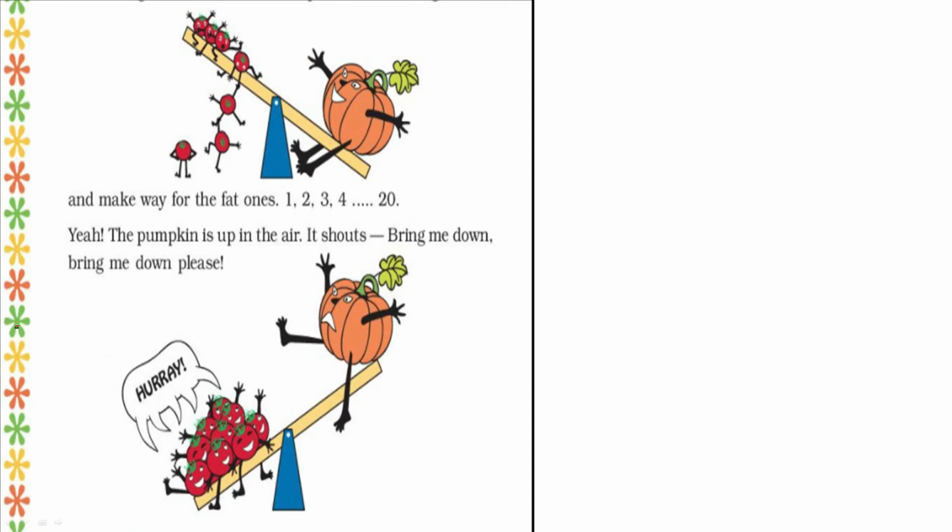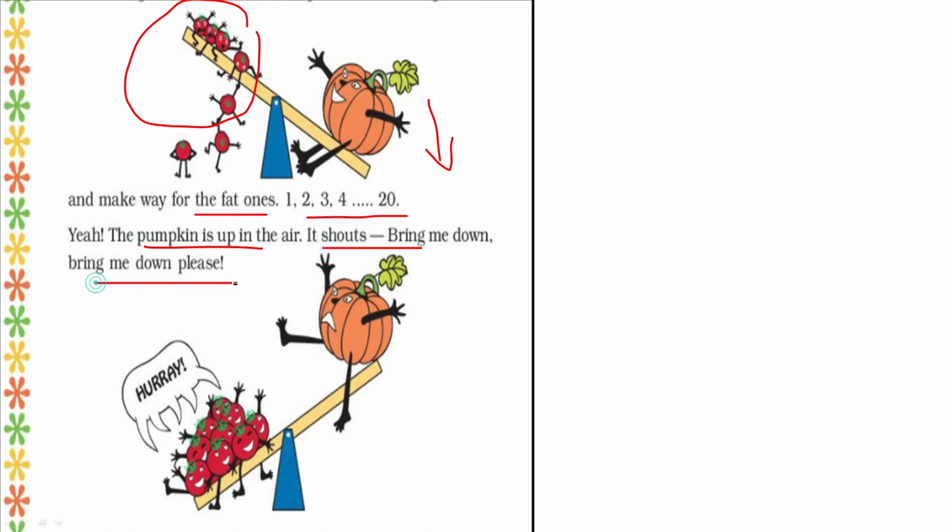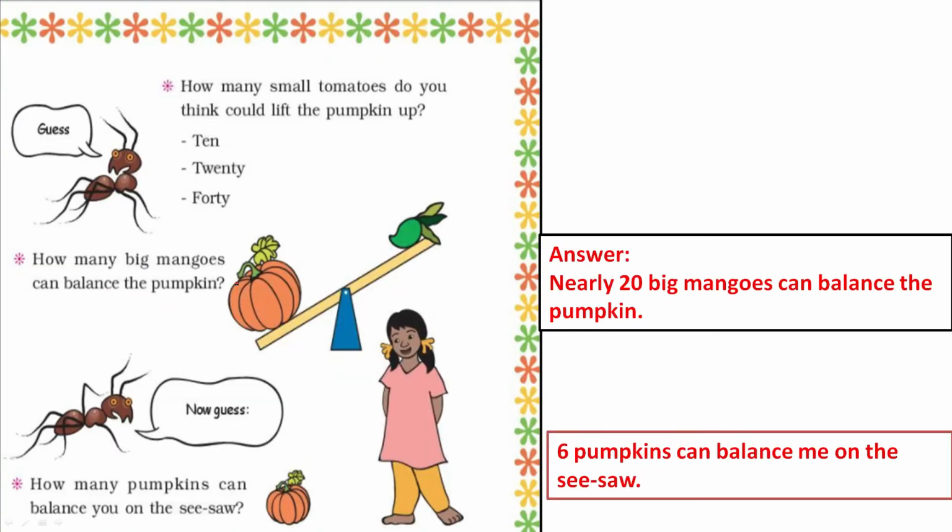Now you see, make way for the fat ones. So 1, 2, 3, 4, like that. All the tomatoes started sitting on the other side, till the pumpkin was up on the seesaw. The pumpkin is up in the air. It shouts, bring me down, please. Now, how many small tomatoes do you think could lift the pumpkin?